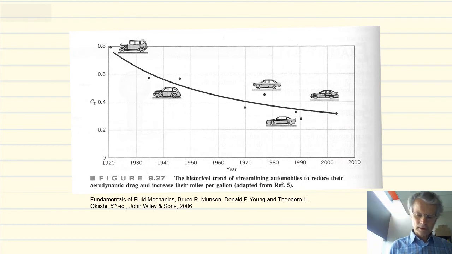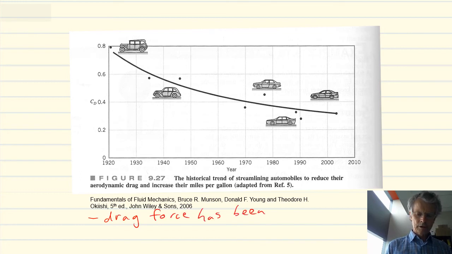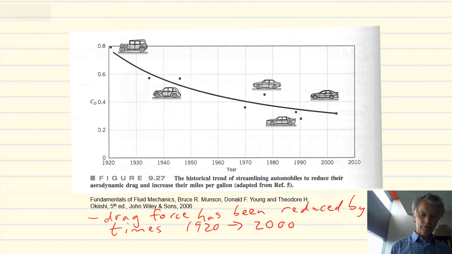Here's a plot from the Fluid Mechanics book by Munson showing the drag coefficient of automobiles way back in the 1920s. It was 0.8. And now it's down about in the 0.3 range for modern automobiles. Okay, so that means the drag force has been reduced by about 2.5 times from 1920 to, we'll say, 2000 for automobiles.